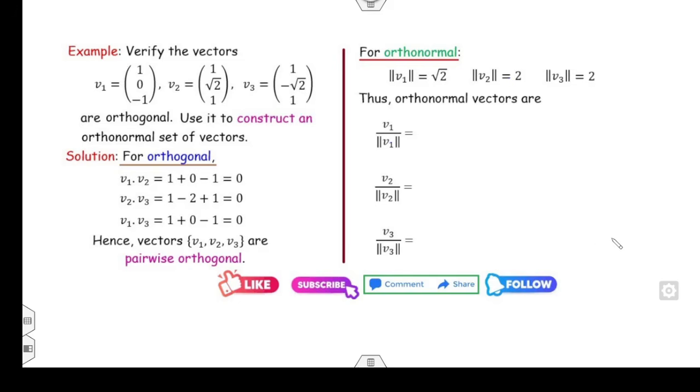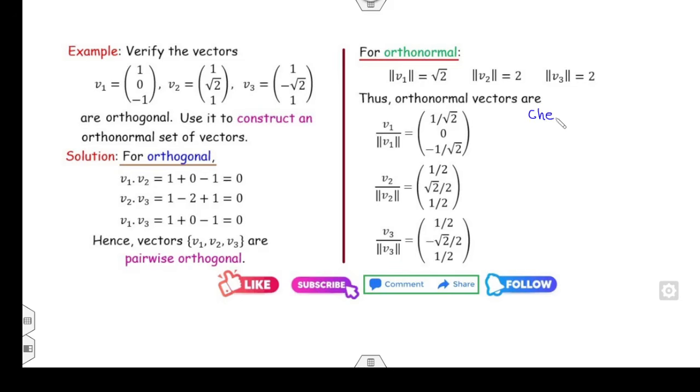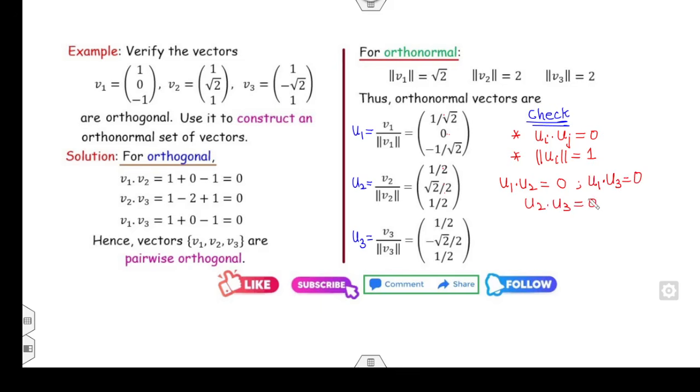These are the orthonormal vectors. Fine. And you can also check this answer, whether they are orthonormal or not. How can you check your answers? If I call these u1, u2, u3, you have to check two properties: ui dot uj is 0, and the norm of each ui must be 1. Clearly, if you take u1 dot u2, what will happen? It is 1 by root 2 times 0, minus 1 by root 2 times 0, which is 0. Similarly, u1 dot u3 is again 0, and u2 dot u3 is again 0.